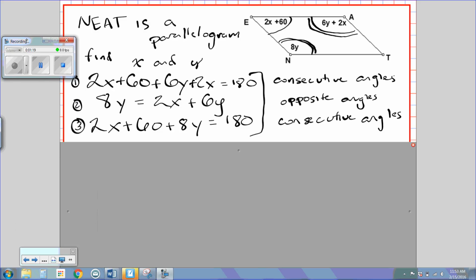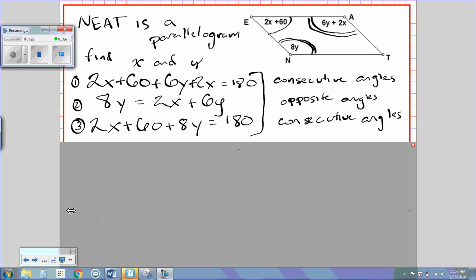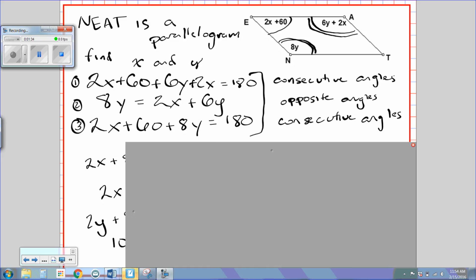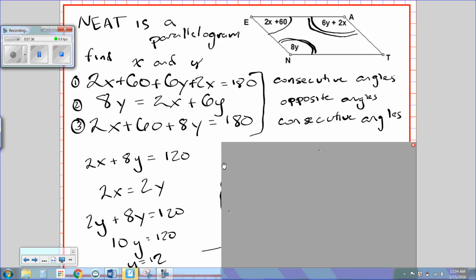Now, since each of these equations has an x and a y in them, I'm going to need to pick two and then use some Algebra 1 skills to figure out what x and y are. I want to get x and y by themselves. So, I picked equation 3, and I simplified it a little. I moved this 60 to the other side. So this is based on 3: 2x plus 8y equals 120.